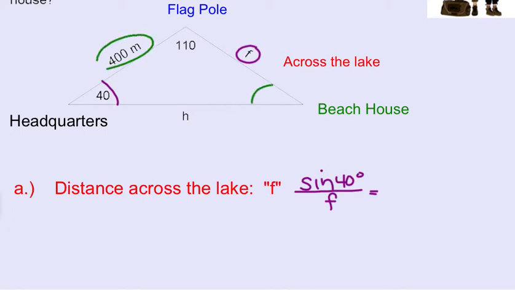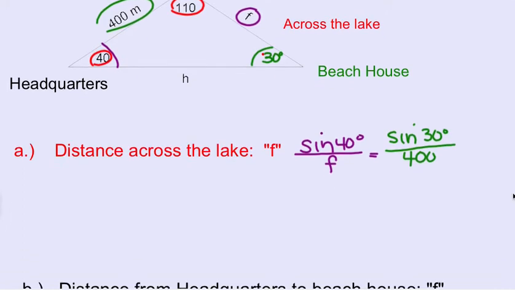So if you remember your 180 rule, you would add 40 degrees and 110 degrees, and you get 150 degrees. Subtract it from 180, and now we have our 30 degrees. So we can continue with our law of sines. So now we say the sine of 30 degrees over side opposite of 400.